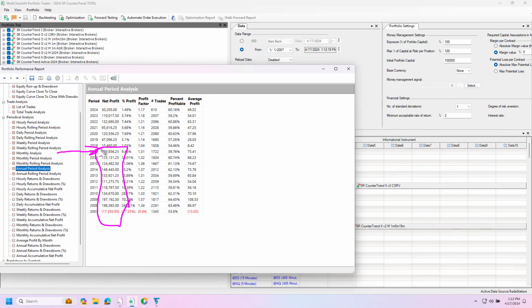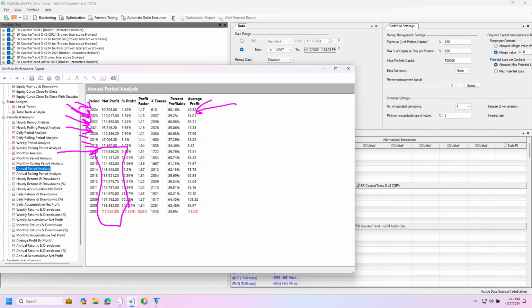And so you can see 2018 and 2019 were small years. Then back in 2020 it was a big year. 2021 was almost 100,000. 2022 was 132,000. 2023 was 110, and 2024 only 30K so far. Average trade profit 49.52, and so we can see some additional information on each strategy.